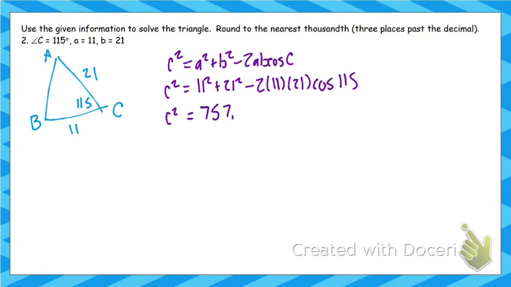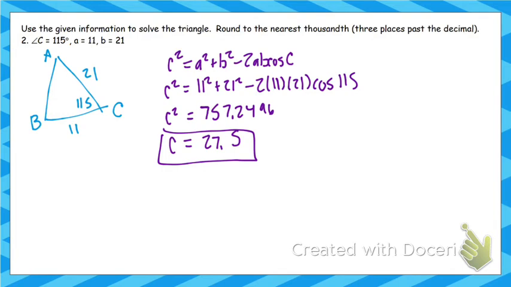I get that C squared is 757.2496, whatever it is. Make sure you square root your answer. 757 would be way too large to make sense for a side of this triangle. So I am going to square root the answer that I just got, and I get that side C is 27.5 for a side length.